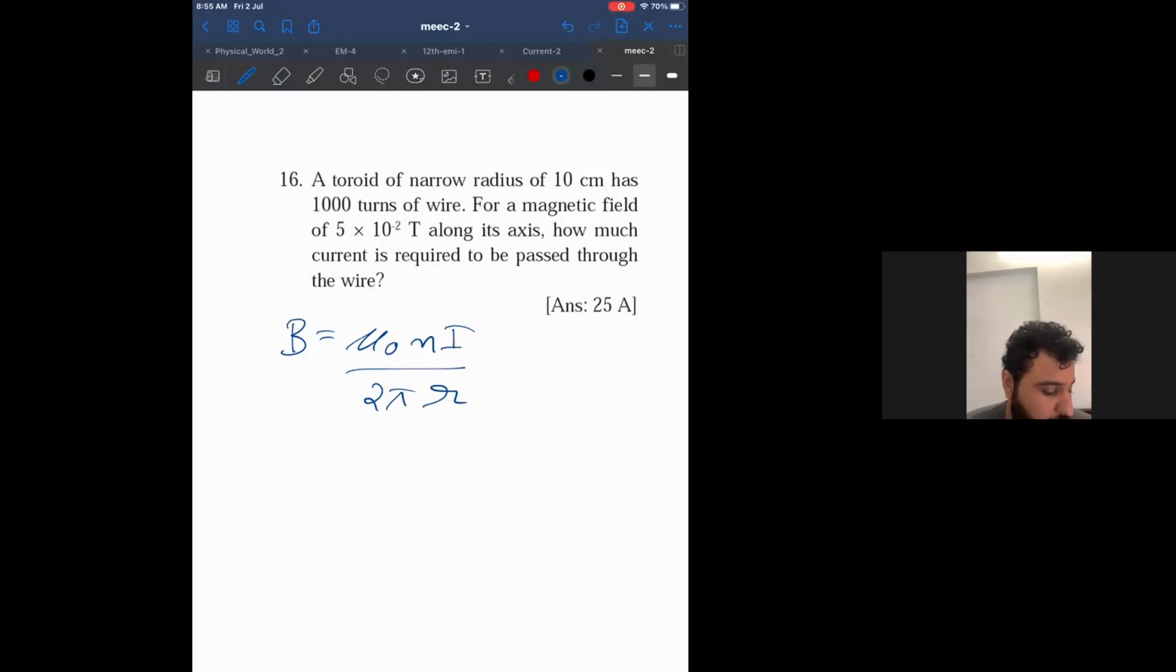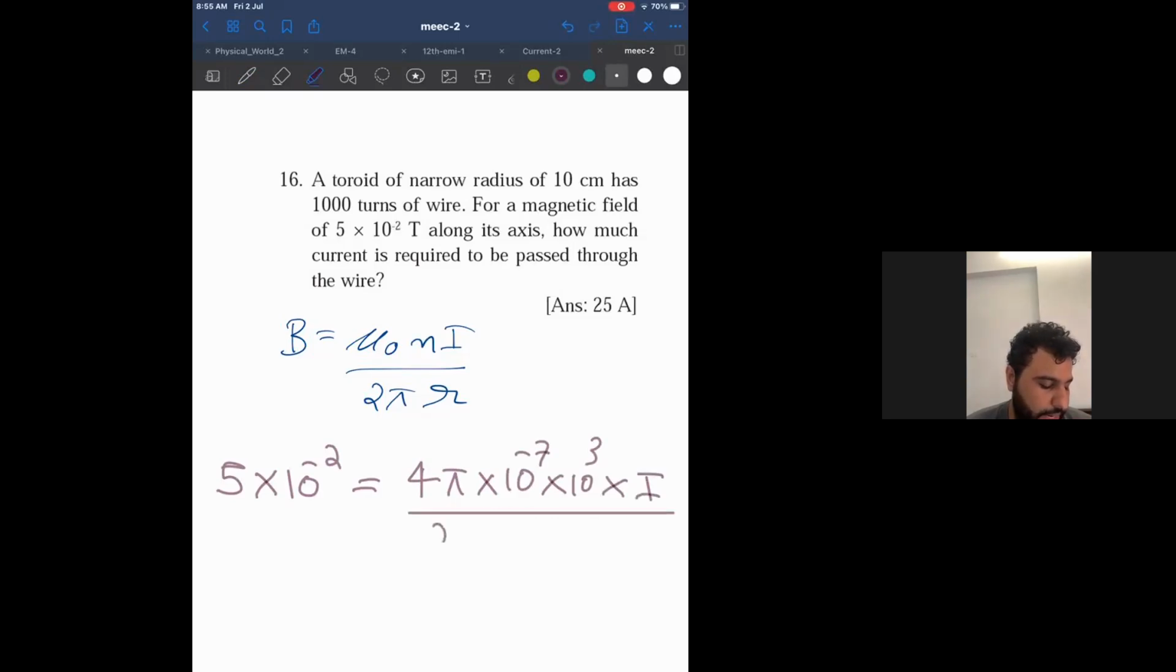Okay, what is B given as? 5 into 10 power minus 2 Tesla. Therefore, B is given as 5 into 10 power minus 2 Tesla is equal to mu naught is 4 pi into 10 power minus 7 into 1000 turns is 10 power 3 into I divided by 2 pi into 10 centimeter is 10 into 10 power minus 2 meter. Tell me if you are getting this step? Yes. Direct substitution of whatever is given in the question. That is B is equal to mu naught Ni by 2 pi r.